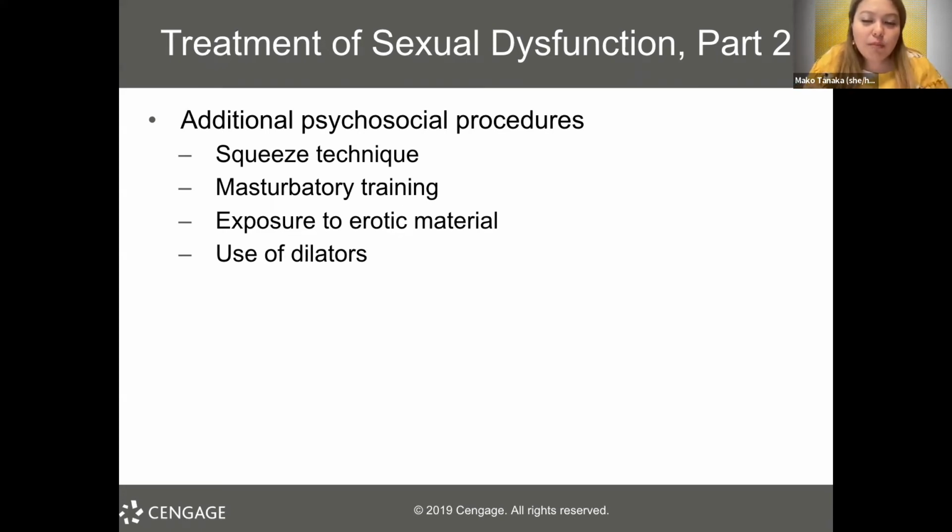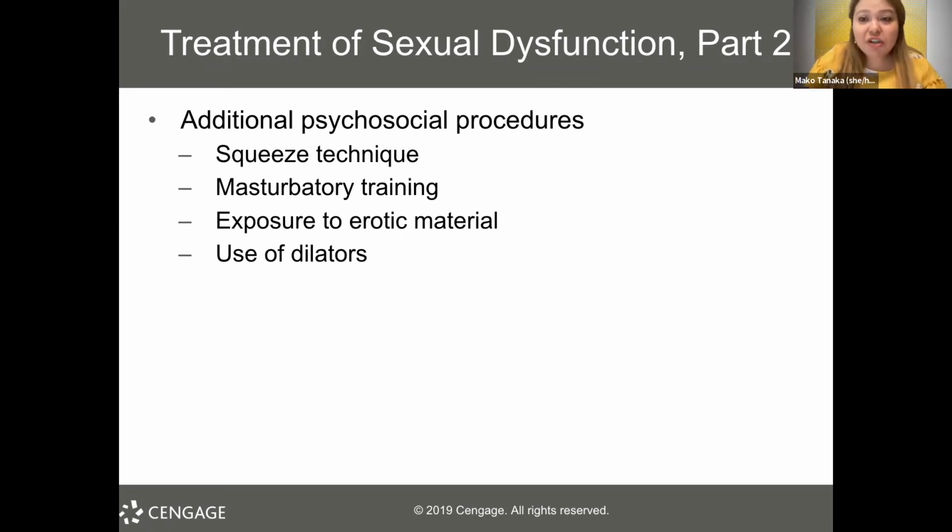But what if a woman is experiencing pain during sex? Well, then comes in the use of dilators. This is where a woman and her partner, potentially, or a woman alone, it doesn't matter, can insert dilators that gradually increase in size into the vagina. And dilators are basically like tube-shaped things.